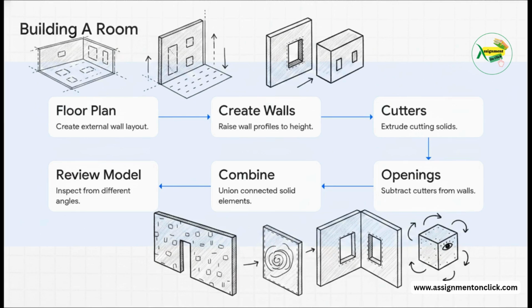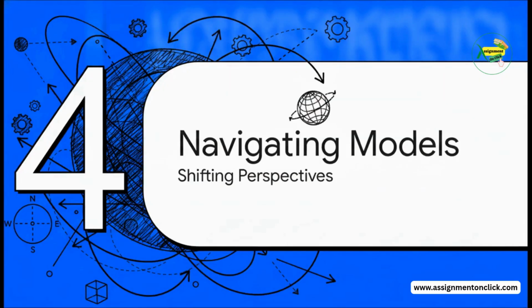From there, draw rectangles right on the walls and extrude them to create your cutter shapes for doors and windows. Then, subtract those cutters to carve out the openings. Use union to fuse any connected wall pieces together, and finally, step back and review the space to make sure everything lines up perfectly.